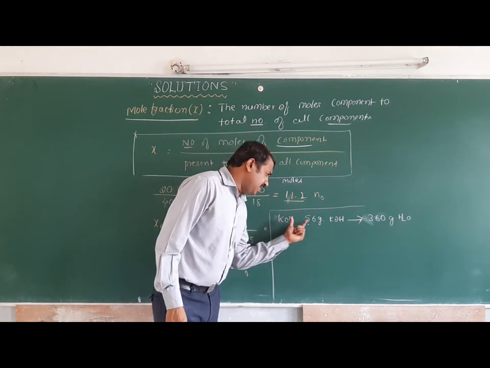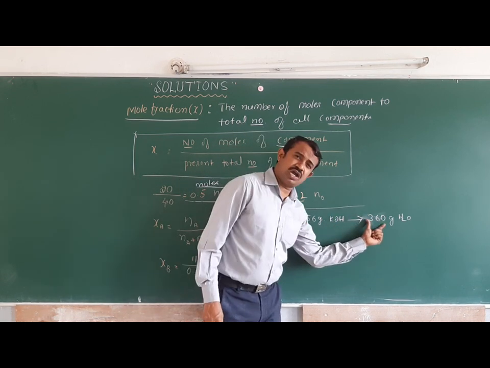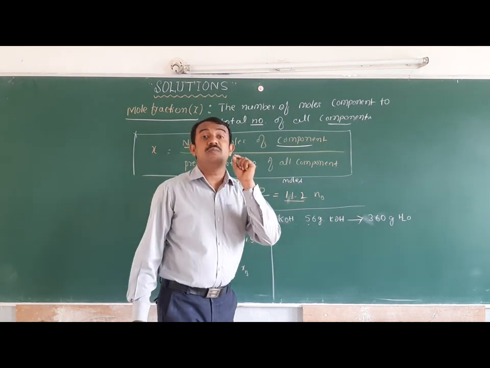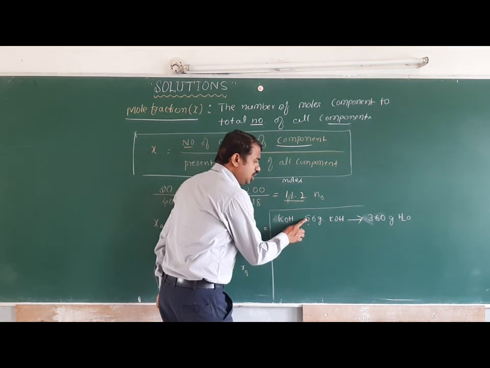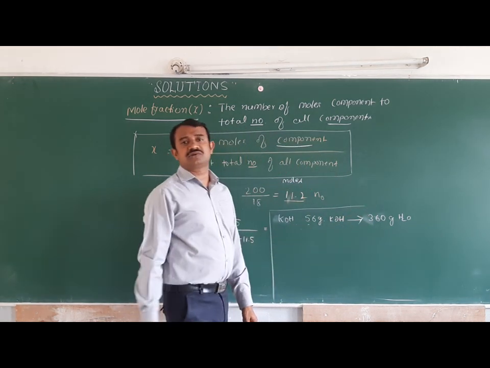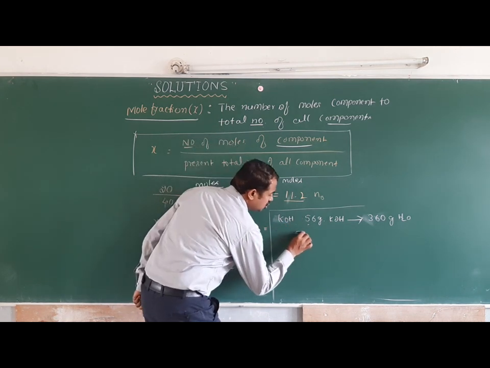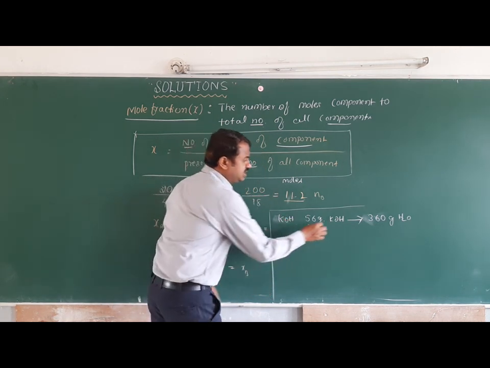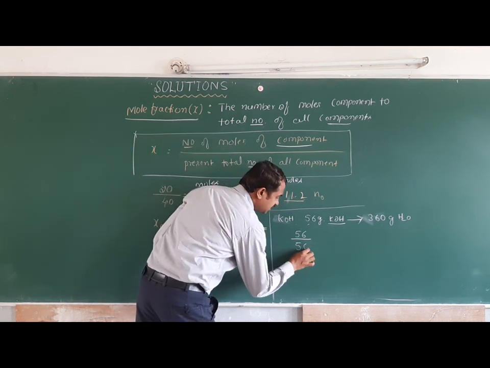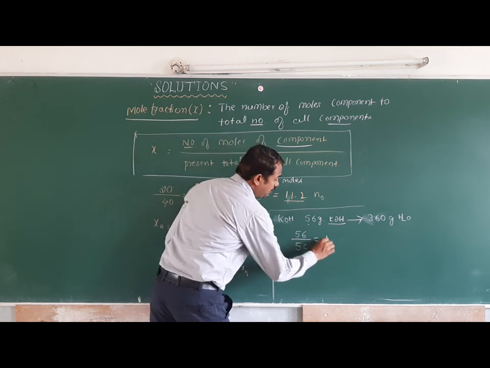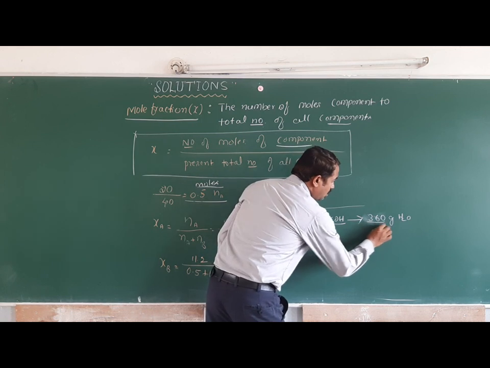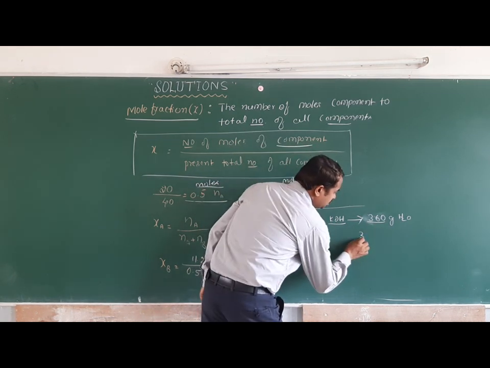You should know the potassium hydroxide is the solute, this is the solvent, component A, component B. First you should calculate the moles. Moles means solute divided by solute molecular weight, solvent divided by solvent molecular weight. How much solute is there? Solute is here 56. What is the molecular weight of potassium hydroxide? Also 56. So you will get 1 mole.